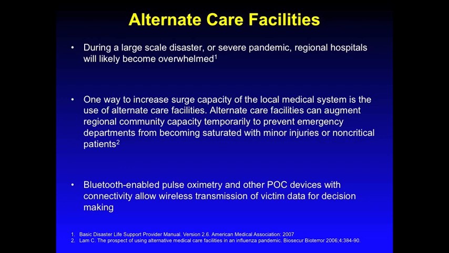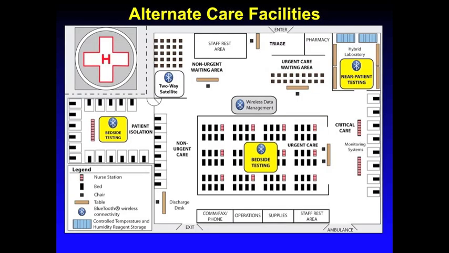or non-critical patients. Bluetooth-enabled pulse oximetry and other point-of-care devices with connectivity allow wireless transmission of victim data for decision-making. This illustrates an example of alternate care facility floor plan. Highly connected point-of-care bedside or near-patient testing should be integrated at multiple stages of patient care to maximize the disaster standard of care provided.